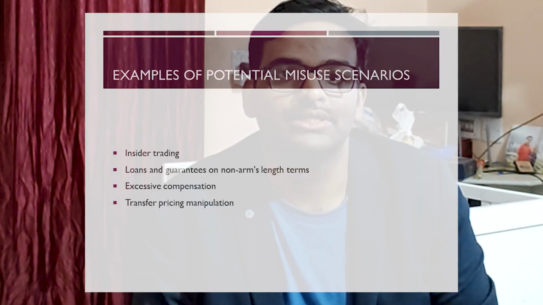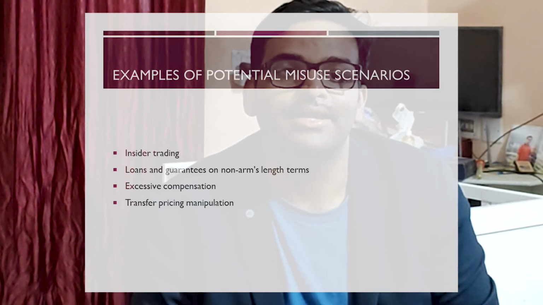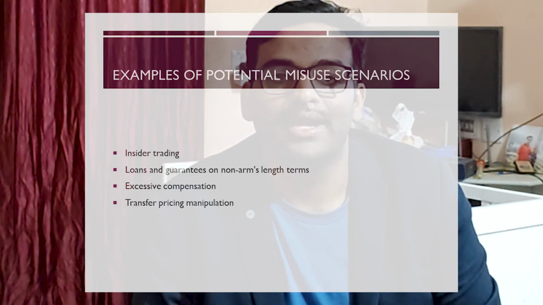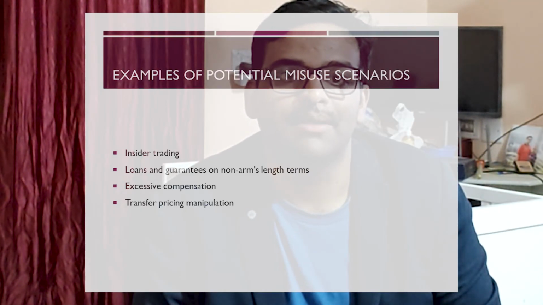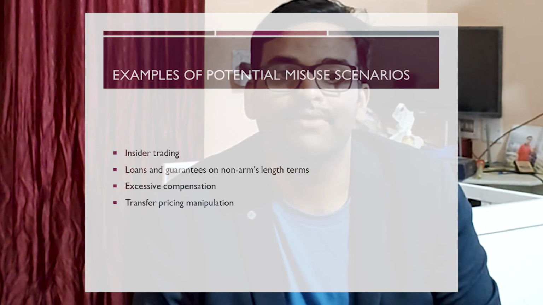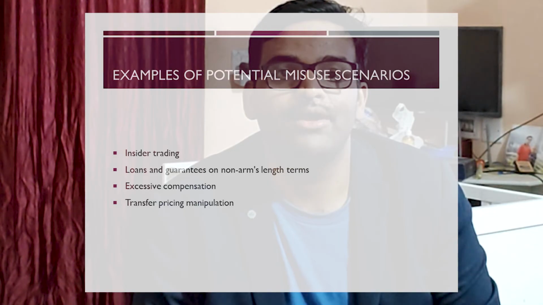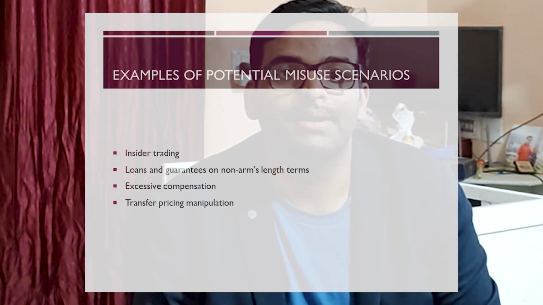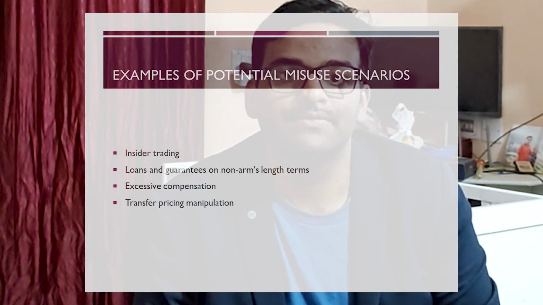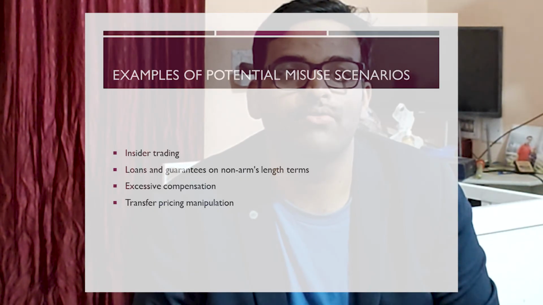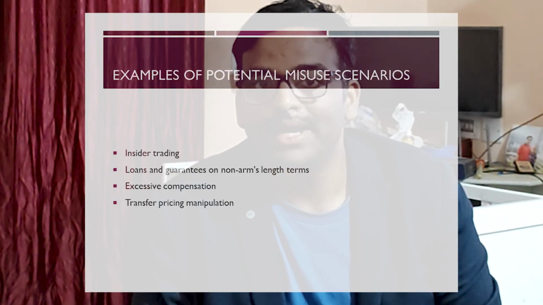Examples of potential misuse scenarios. 1. Insider trading: a director uses confidential information to engage in transactions with related parties, gaining an unfair advantage. 2. Loans and guarantees: the company provides loans or guarantees to related parties on terms that are not at arm's length, risking financial stability. 3. Excessive compensation: unjustifiably high compensation or perks are given to related parties, draining the company's resources. 4. Transfer pricing manipulation: prices of goods and services are manipulated to benefit related entities, impacting the company's taxable income and overall financial health.